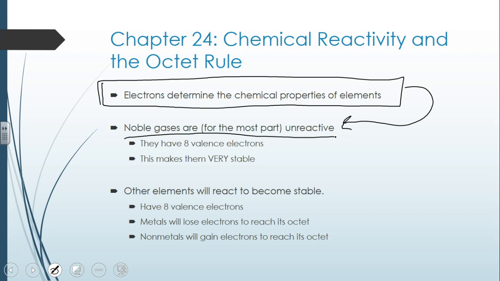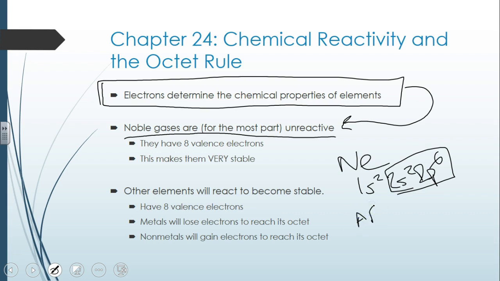And if we count how many valence electrons a noble gas has, it has 8. If we take neon, for example, it has 1s2, 2s2, 2p6. It has 8 valence electrons. And then we can take argon, which would be 1s2, 2s2, 2p6, 3s2, 3p6. Okay, and again, it has 8 valence electrons. So that number 8 is very important in chemistry.